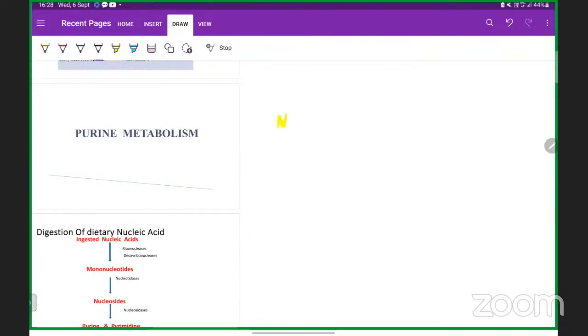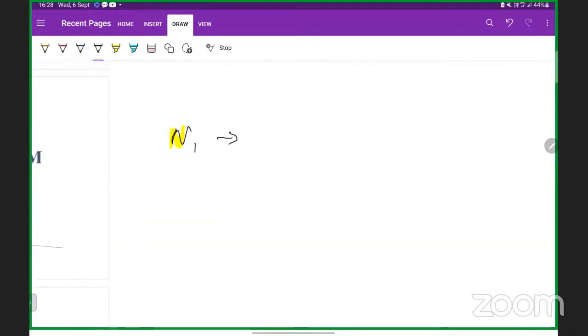What is N1 called as? N1. In your book, they would commonly have given it like this. Almost all of you will be confused. What is N1? N1 is your aspartate. N1 is your aspartate. C2 and C8, what are these? They are nothing but formate. Okay, C2 and C8 are going to be formate.